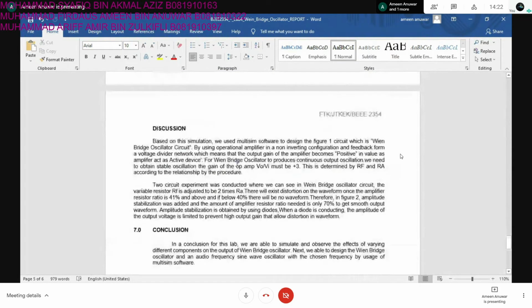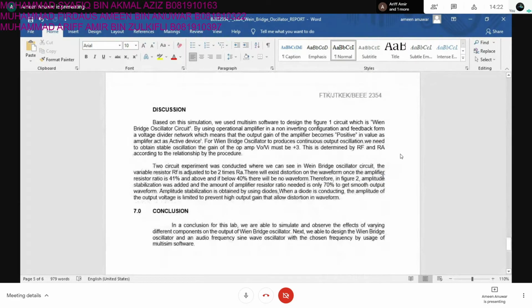For the discussion, based on this simulation, we used Multisim software to design the Figure 1 circuit, which is the Wien-Bridge oscillator circuit, by using an operational amplifier in a non-inverting configuration and feedback from a voltage divider network. This means that the output gain of the amplifier becomes positive, as the amplifier acts as an active device. For the Wien-Bridge oscillator to produce continuous output oscillation, we need a stable oscillation. The gain of the op amp, Vout over Vin, must be positive 3. This is determined by RF and RA according to the relationship in the procedure.